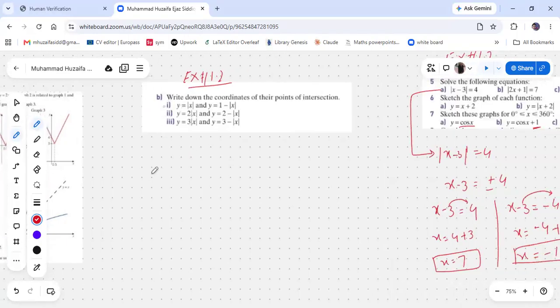So first, y is equal to mod of x, and y is equal to 1 minus mod of x. Look at here. On the behalf of these two equations, can I write mod of x is equal to 1 minus mod of x? Can I write it? Yes. Why am I writing it? Can you explain it, please?